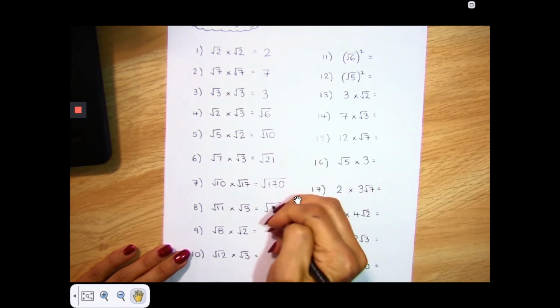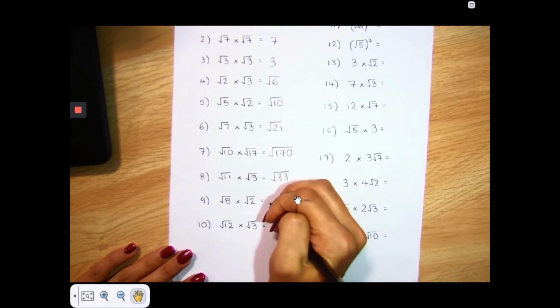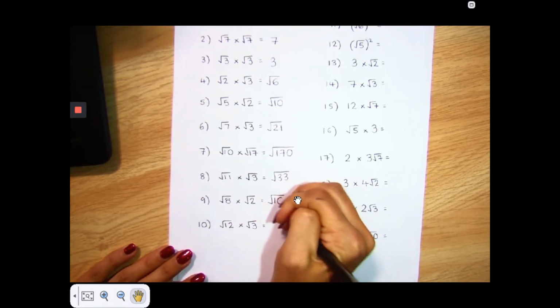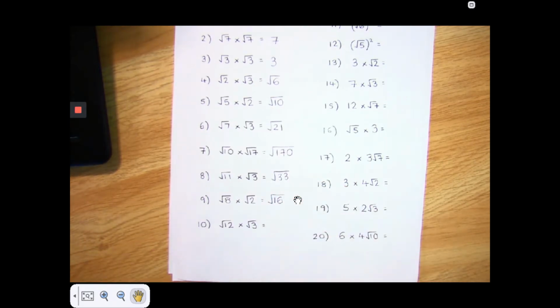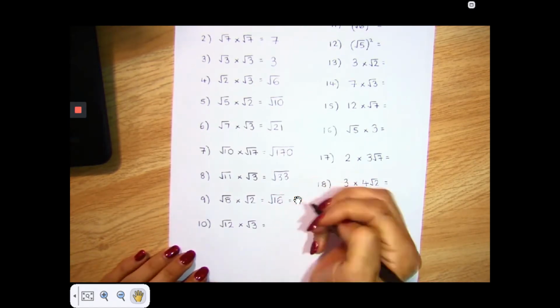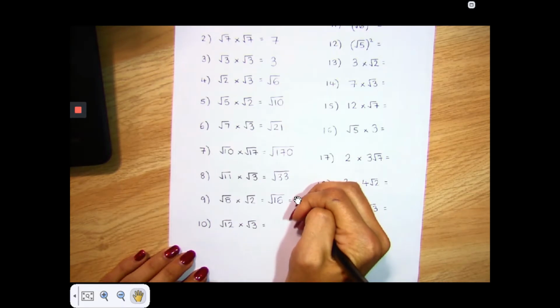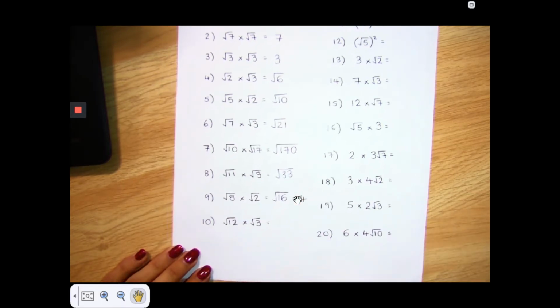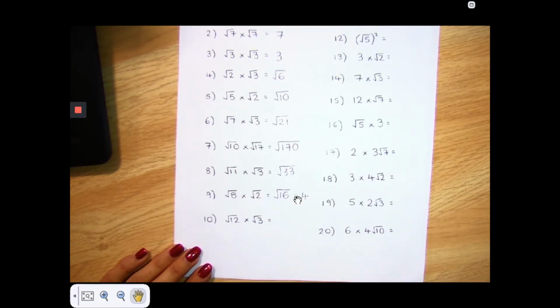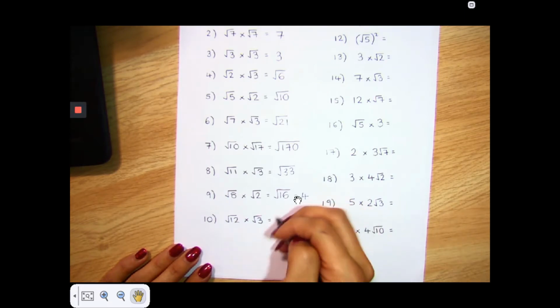This one, root 8 times root 2, we get root 16, which you might have spotted can be cancelled because the square root of 16 is 4. So 4 is a better answer. Root 12 times root 3 is root 36, which again, better than that, is 6.